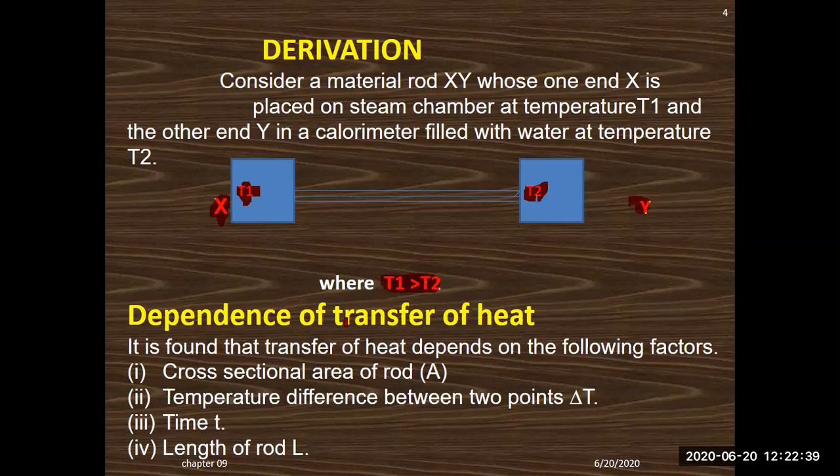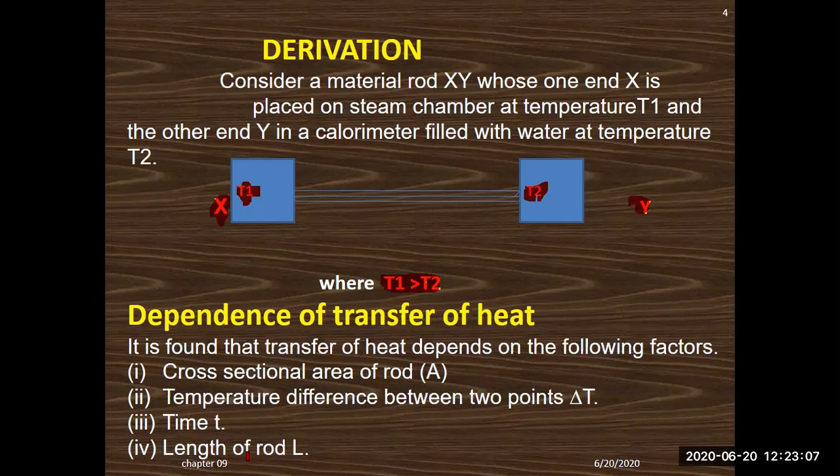On what factors will the transfer of heat depend? It is found that the transfer of heat depends on the following factors. Number one, the cross-sectional area of the rod. It is directly proportional: more cross-sectional area means more heat it will permit to pass through. Then the temperature difference between the two points. The more the temperature difference, the faster the heat transfer. Time: less time, of course, means less heat.